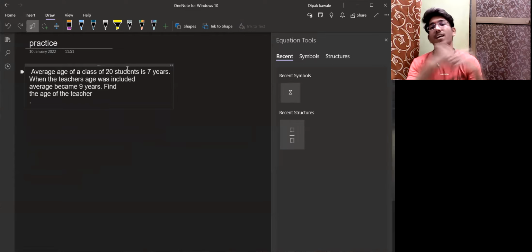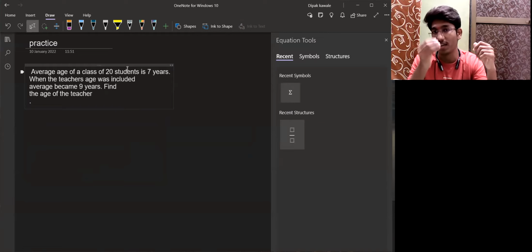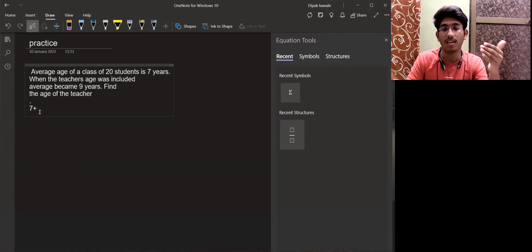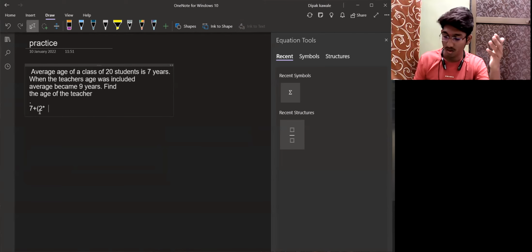If you have read carefully, definitely you would have got the answer. Simple. Assuming everyone, including the teacher, is 7 years old, how much has the average increased? 2. And how many people? 21. Earlier it was 20, but after adding the teacher it becomes 21. 2 into 21 is 42. 42 plus 7 is 49.